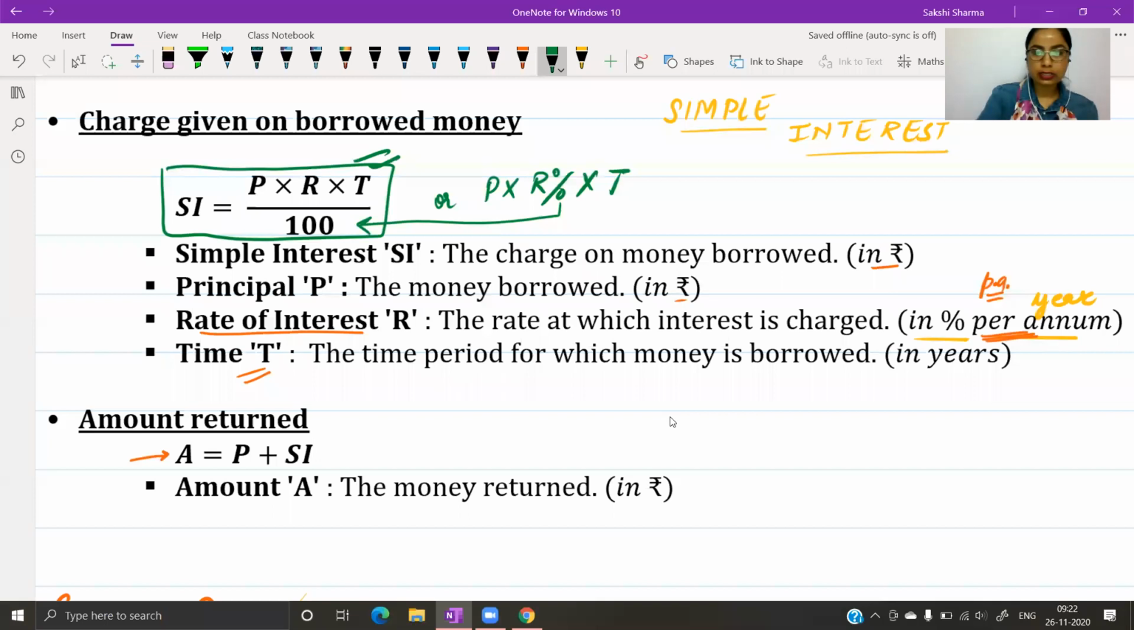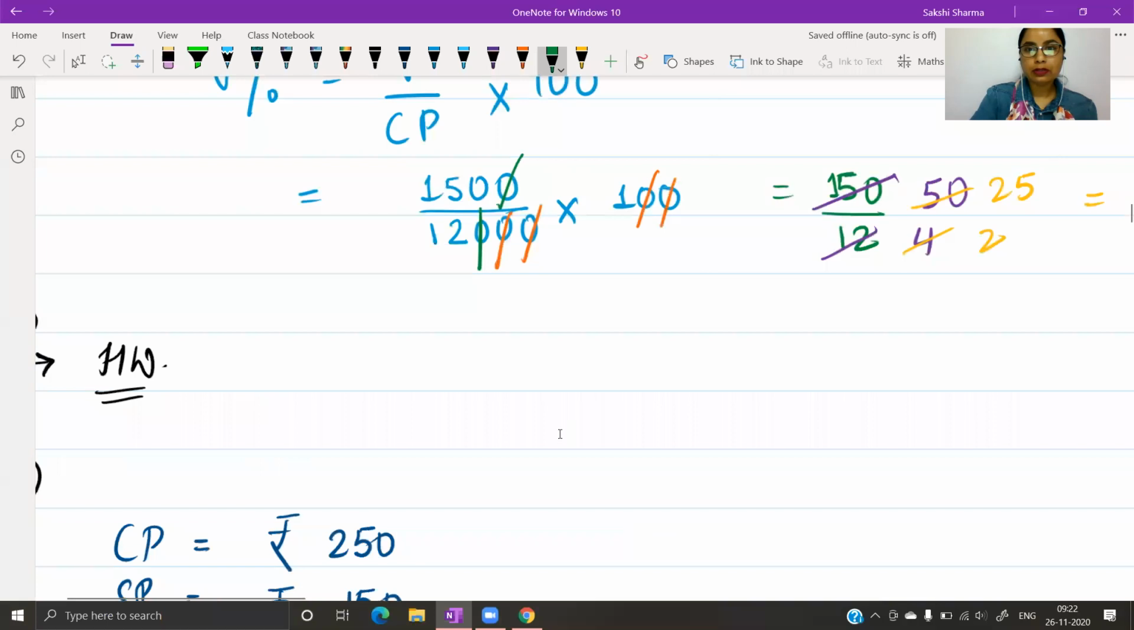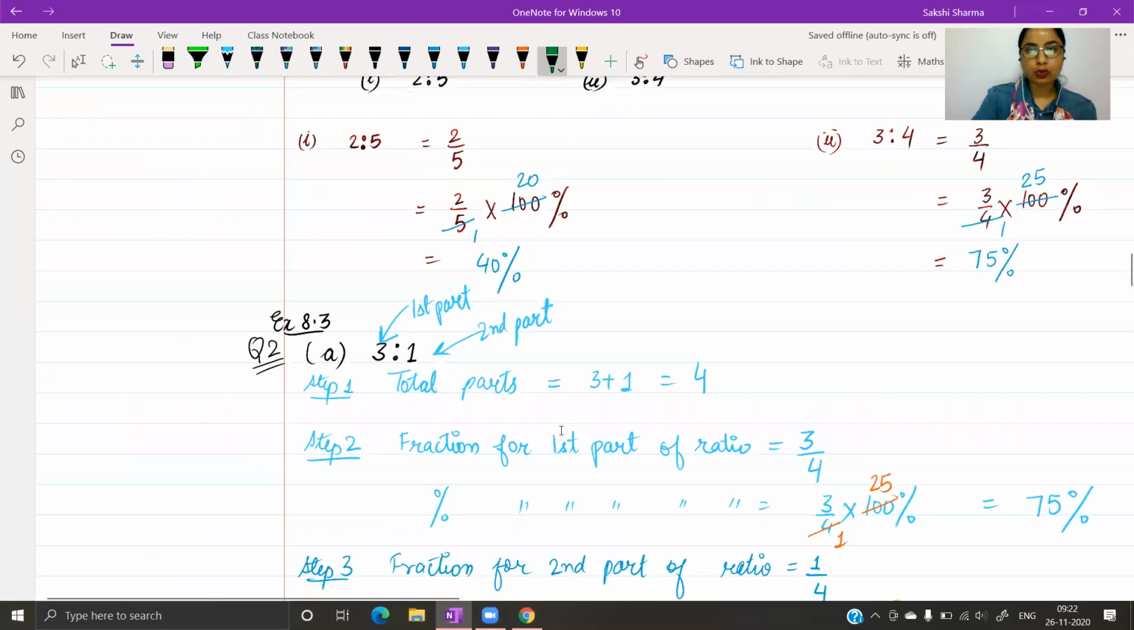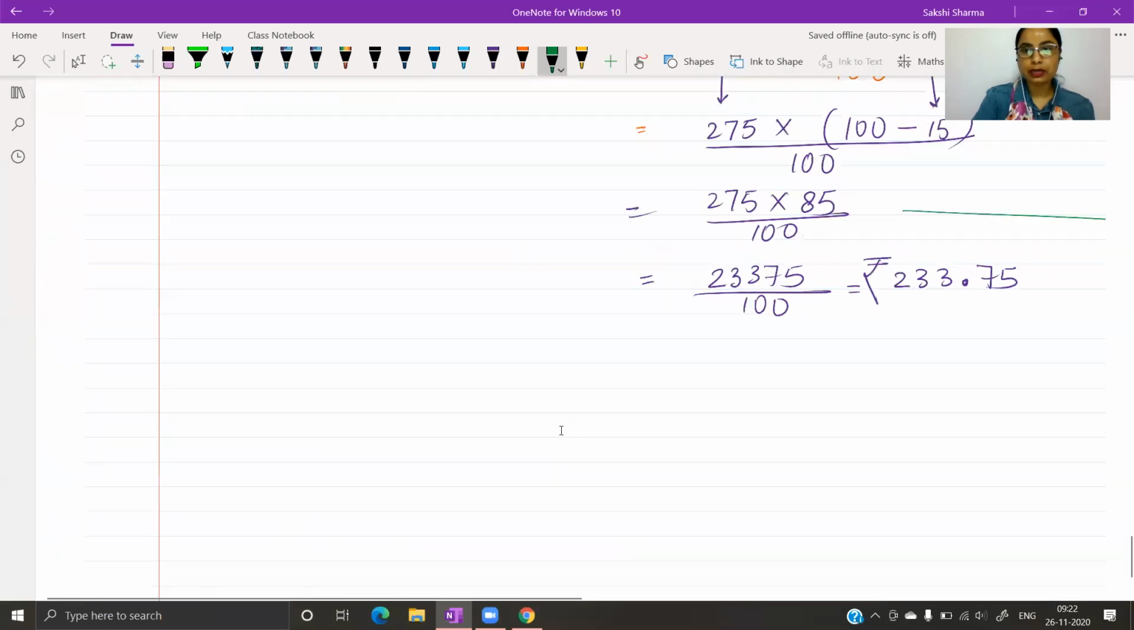Let's do one question. I think it will help you understand what exactly we are talking about here. We have been talking theoretically. Let's just work on a problem and see how this is applied in a question.